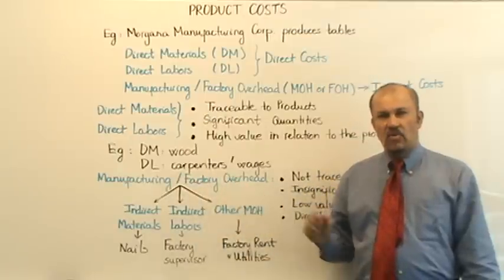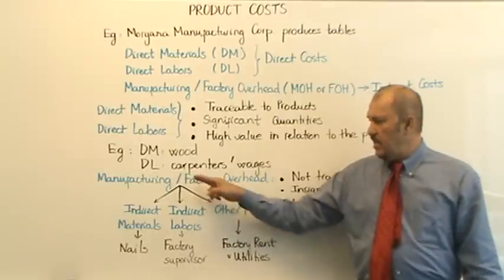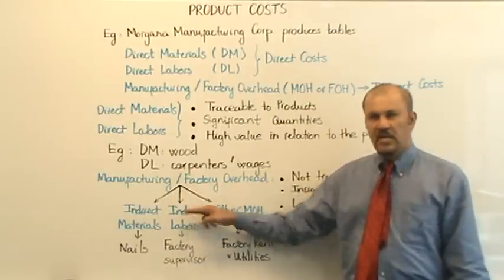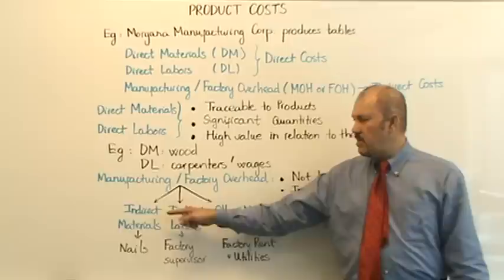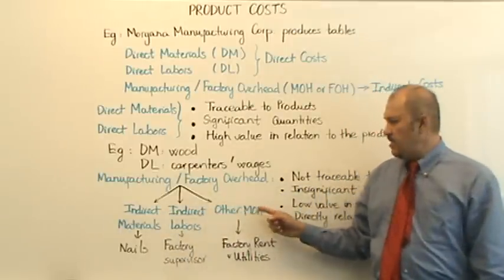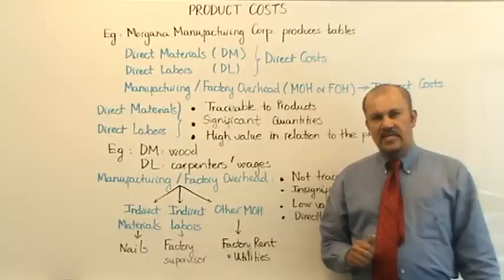Next, we'll get into the third component, which oftentimes students find a little more confusing, and that's your manufacturing factory overhead. One way to try to make sense of this component is to break out the factory manufacturing overhead into three additional subcomponents. One subcomponent would be indirect materials, another one would be indirect labor, and a third one would be what I call the other manufacturing overhead category.